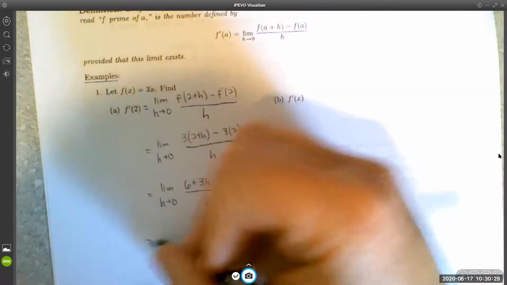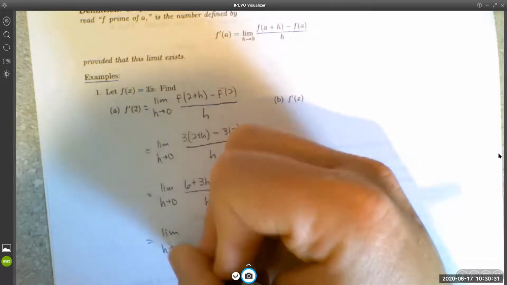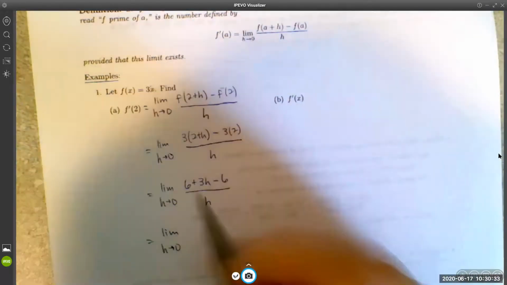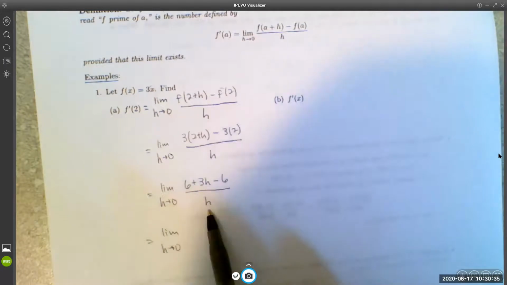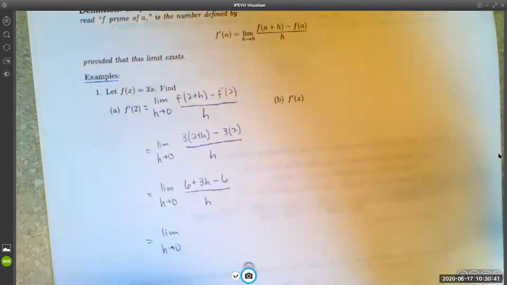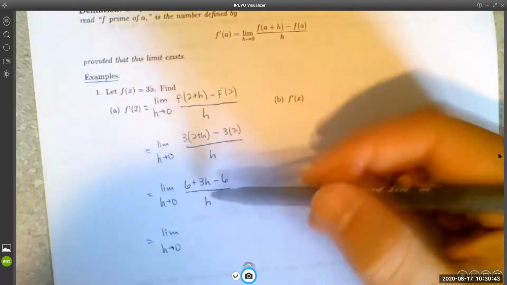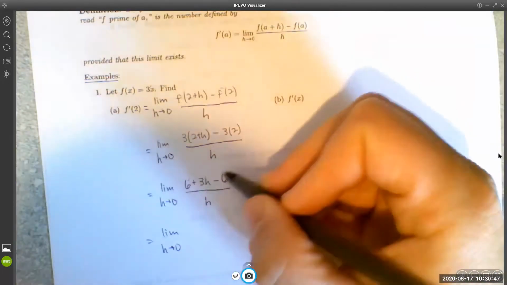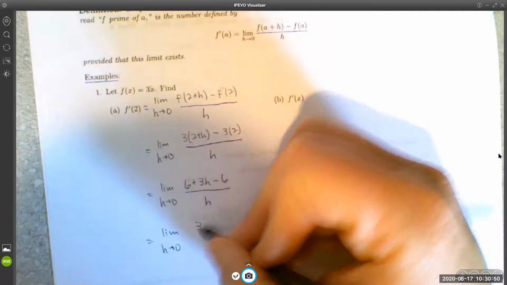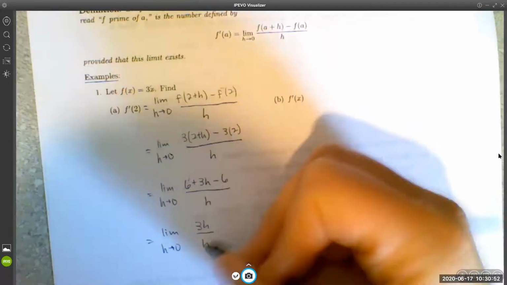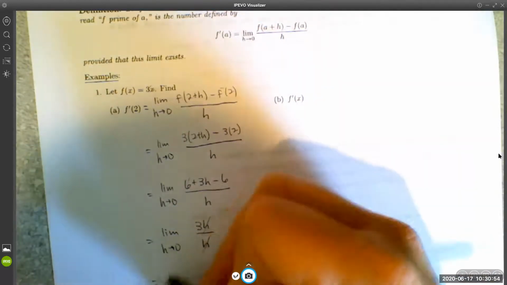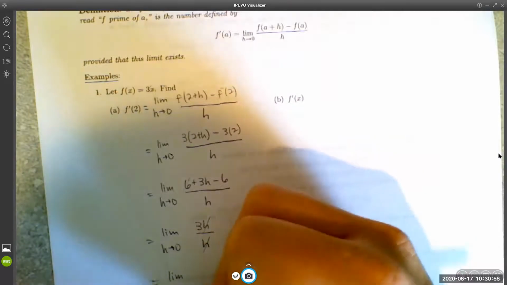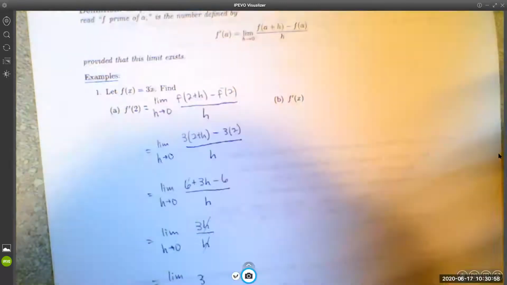So this is the limit as h approaches 0. Obviously, if we plug in 0 right now, we're going to get something over 0. That's going to be undefined. So our goal really is to try to cancel the 0 in the denominator if we can. And in this case, look what happens. The 6's cancel. We get 3h over h. And then the h's cancel. We get the limit as h approaches 0 of 3.